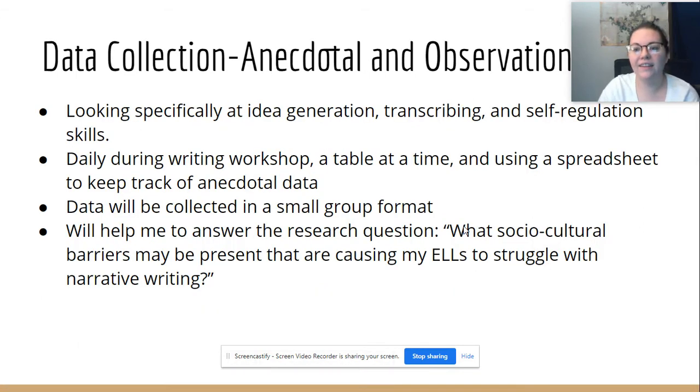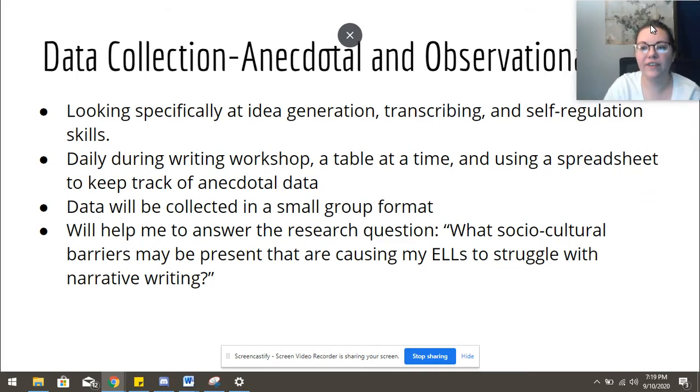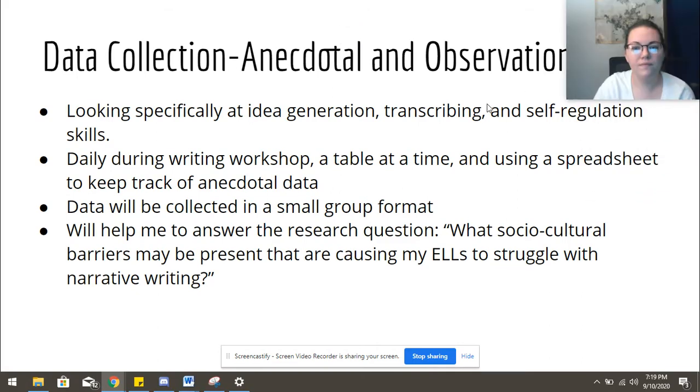All right, anecdotal and observational data collection. When I collected this, I looked specifically at idea generation, how they're able to brainstorm an idea in their head about what to write about, transcribing it, putting that into sentences that make sense, and putting it on the paper, and then self-regulation skills, looking at it and thinking, does this make sense? Is this the right way to do this?